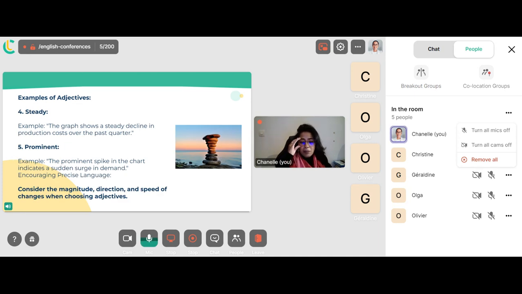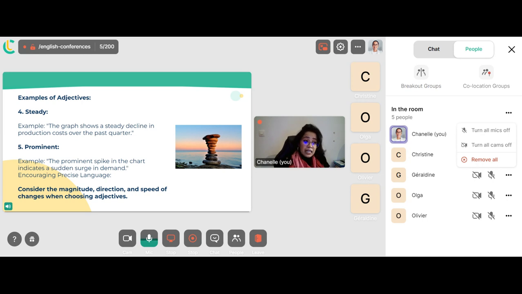Steady. Example, the graph shows a steady decline in production costs over the past quarter. Steady is a lot more along the lines of stable. So stable and steady are almost in the same group. They mean almost the same thing. Prominent. Example, the prominent spike in the chart indicates a sudden surge in demand, encouraging precise language. Consider the magnitude, the direction, and the speed of your changes when choosing adjectives.